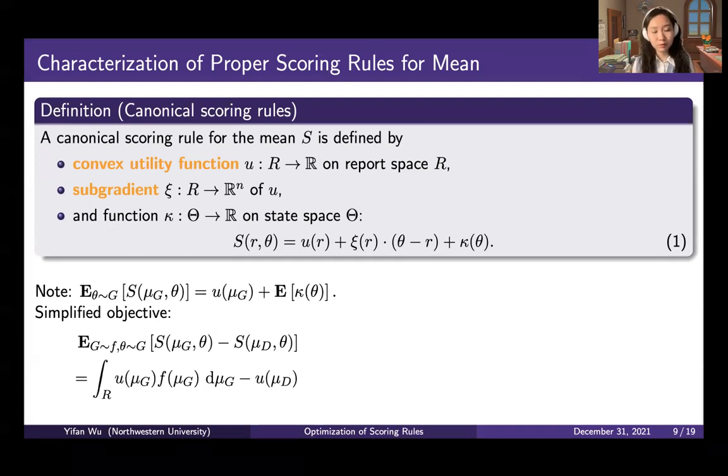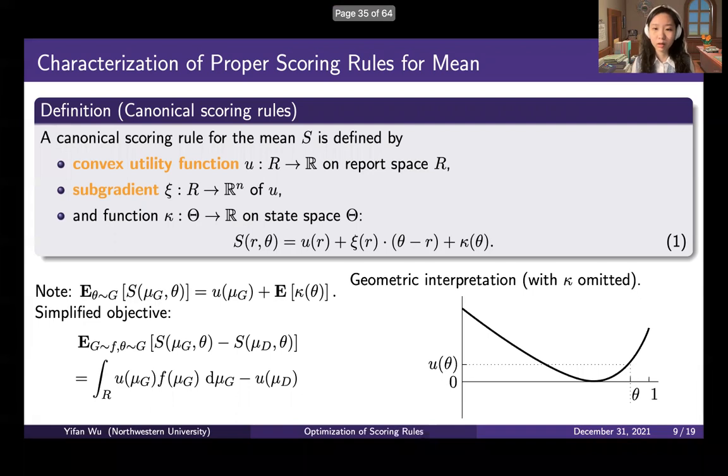With this, we can simplify our objective to be of the following form. So this is taking expectation with the convex utility function. The expectation is taken over the posteriors. So here F is the distribution over posterior means, and minus the utility at the prior point. So this kappa function does not affect the truthfulness and also does not affect our objective. So we can omit kappa and think of U as the expected truthful utility in this problem.